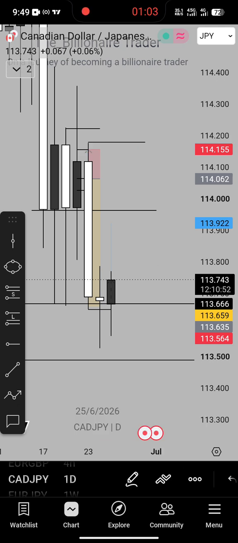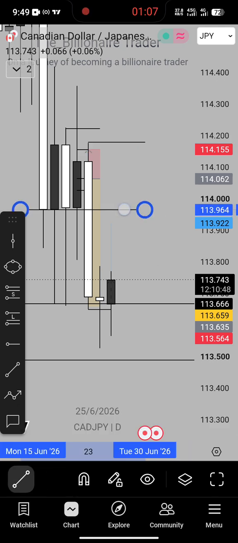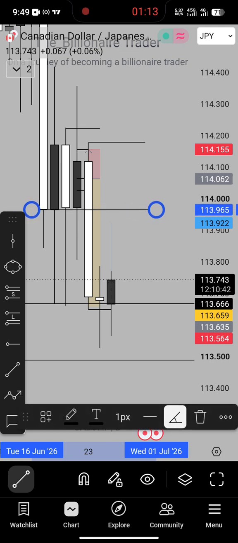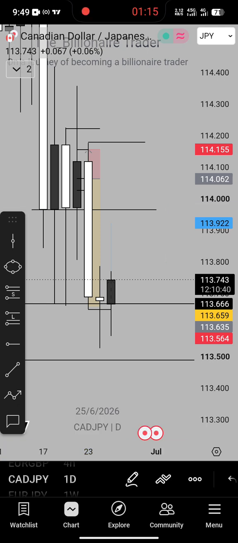Now, although I'm also considering this particular opposing key level as well, because price can actually get there and reverse. That's another thing we need to put into consideration.